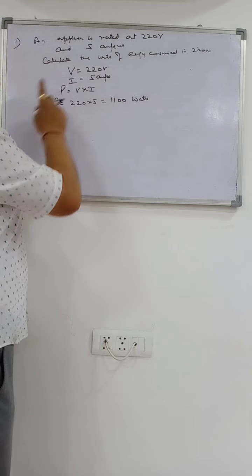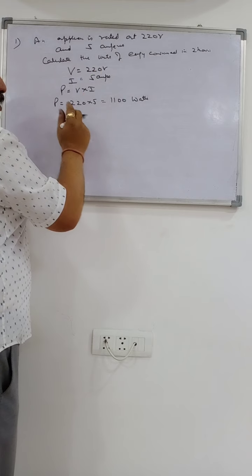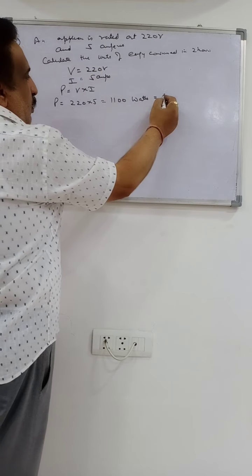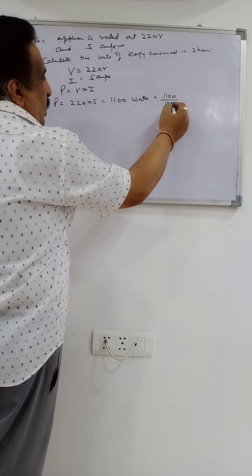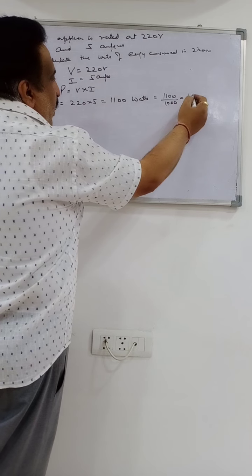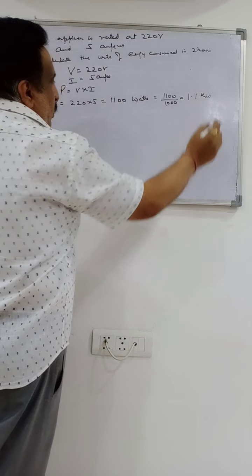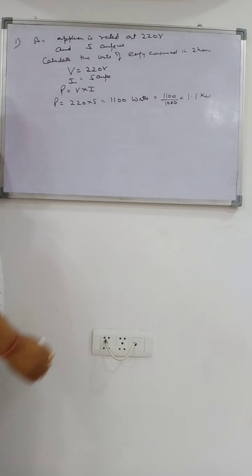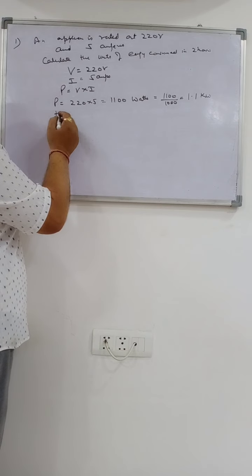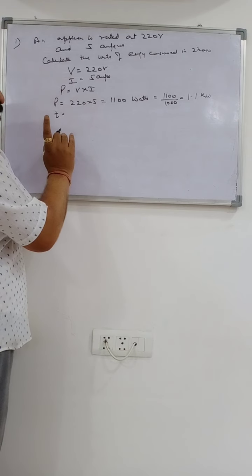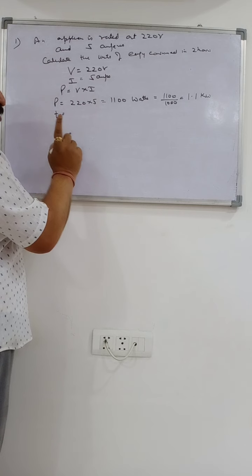But you want the units of electricity in kilowatt hour. So what will be power equal to? 1100 upon 1000 is equal to 1.1 kilowatt. So power is 1.1 kilowatt. What is time? Time is given in hours. No need to change it because you want the units in kilowatt hour.